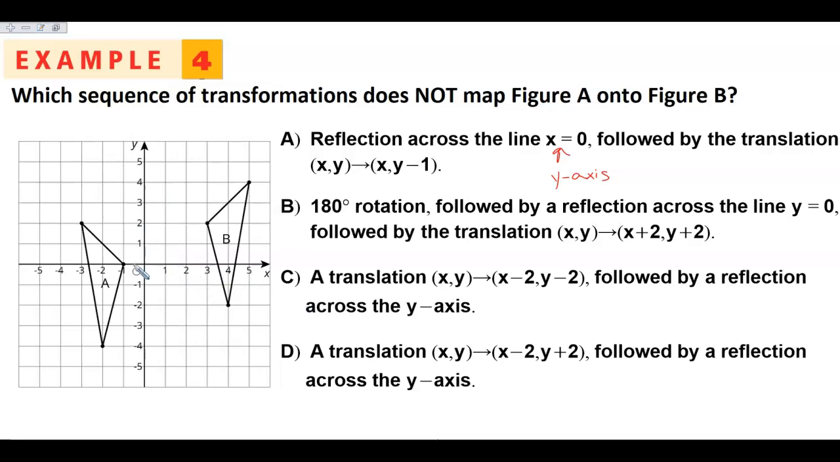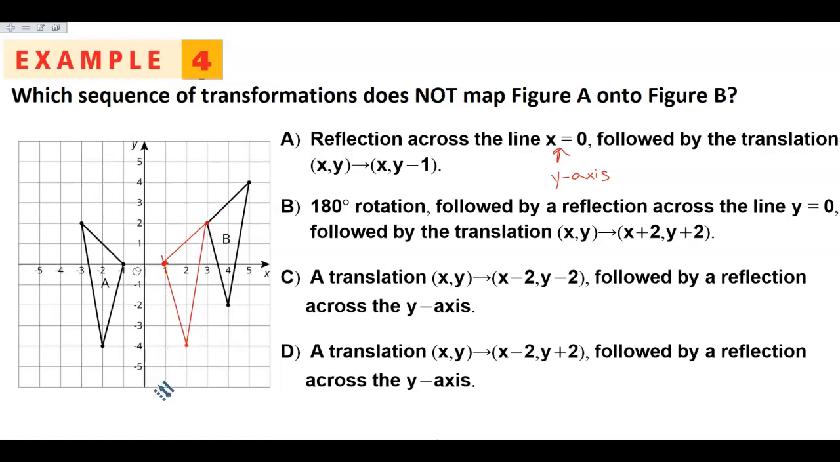So if we reflect across the y-axis, so I'm going this way because this is my y-axis. Remember, 1 away, here's this point. 3 away is going to be this point. 2 away is going to be this point. So I'm going to end up with this triangle here.